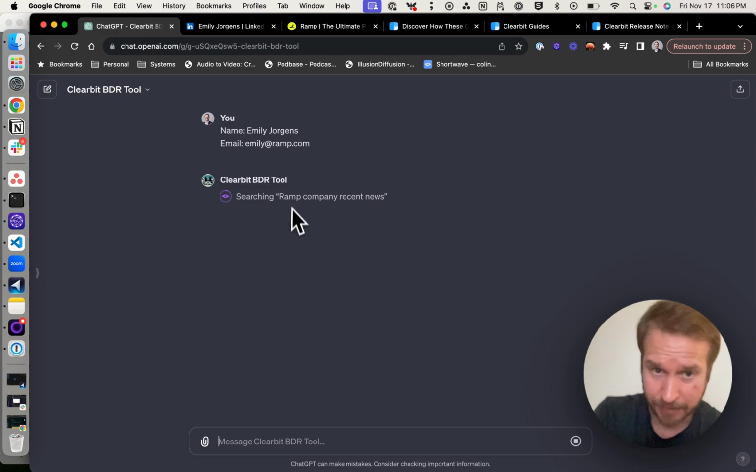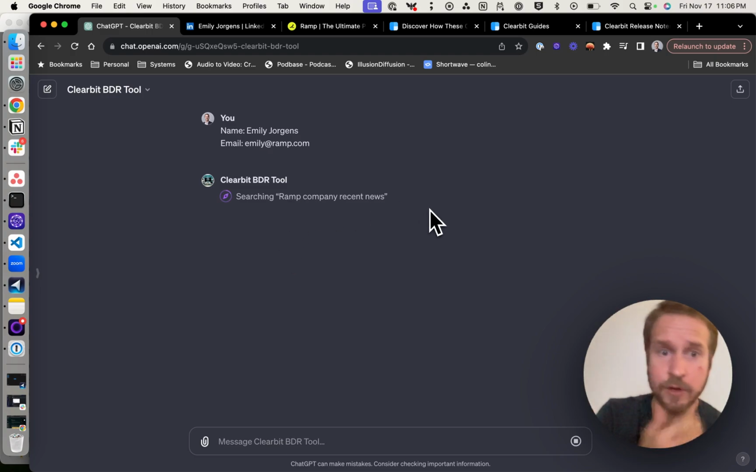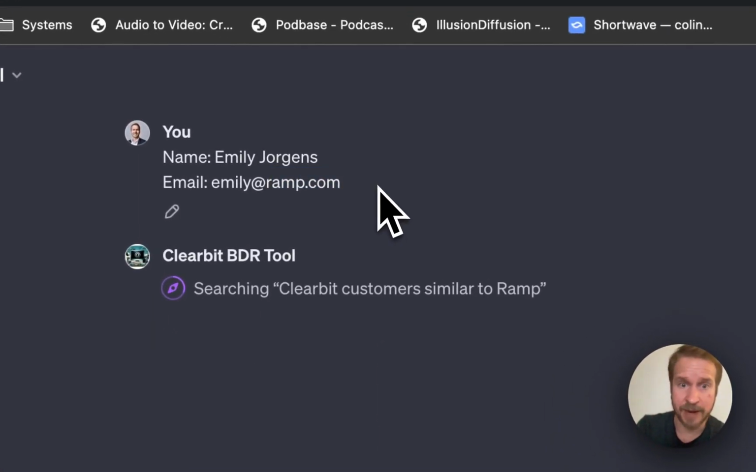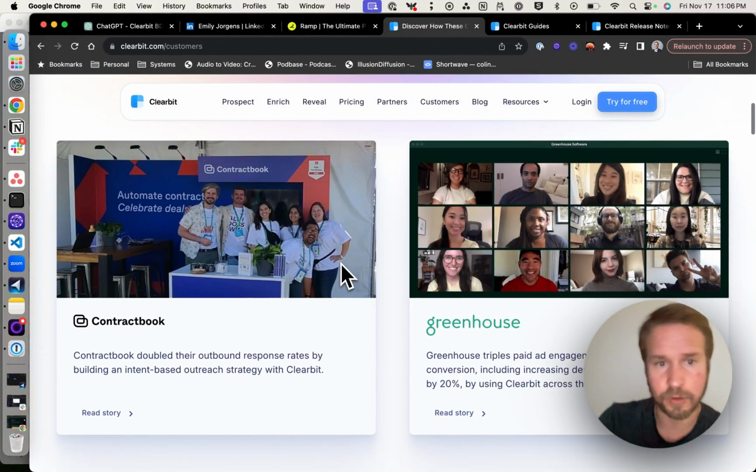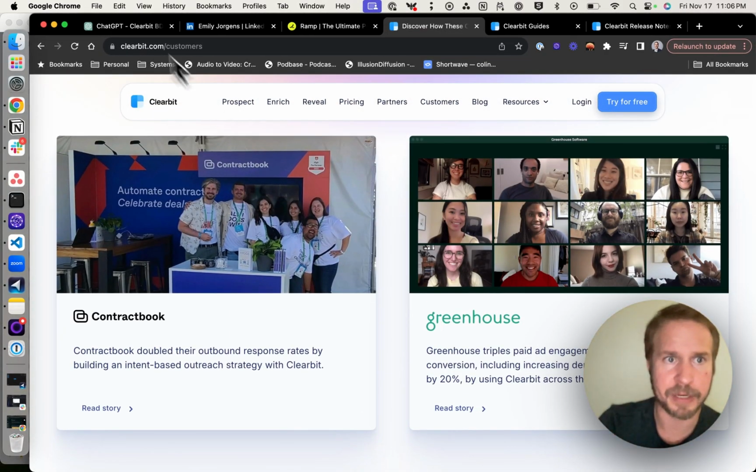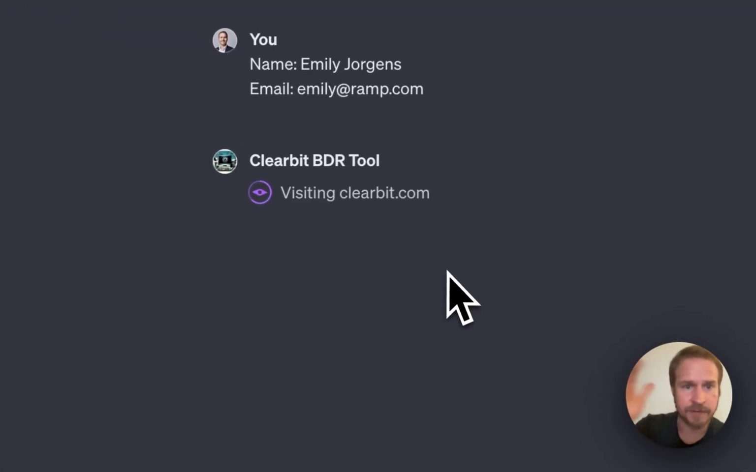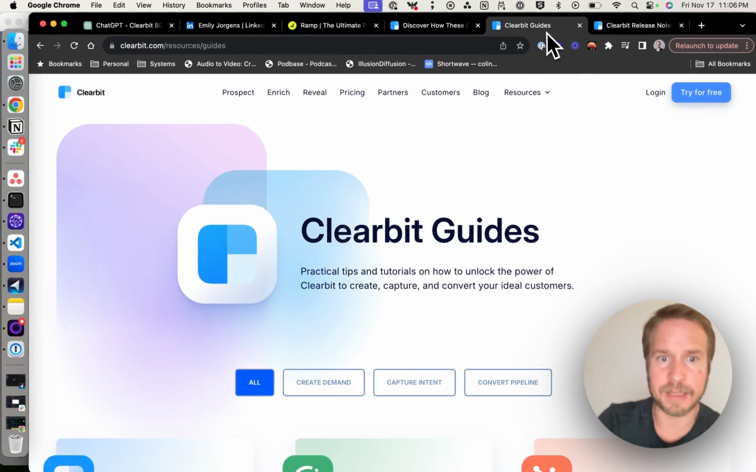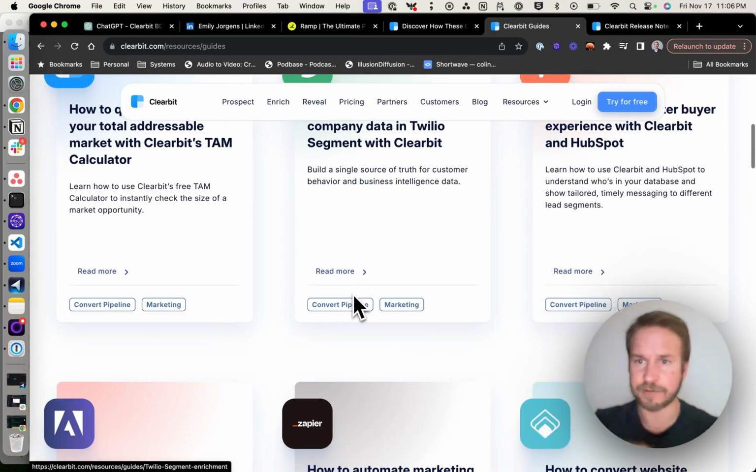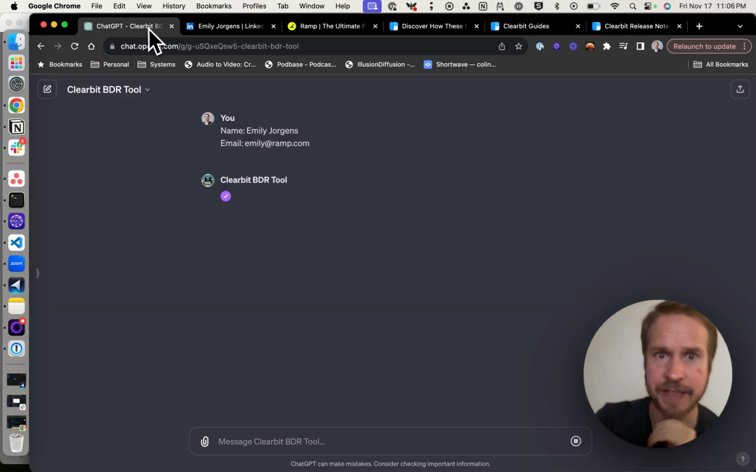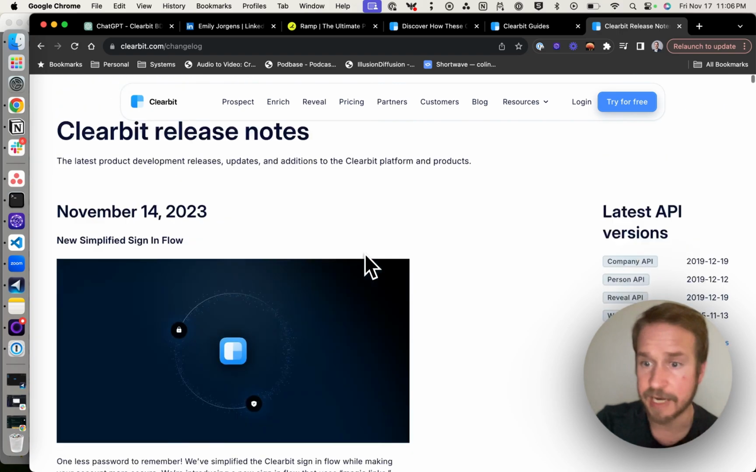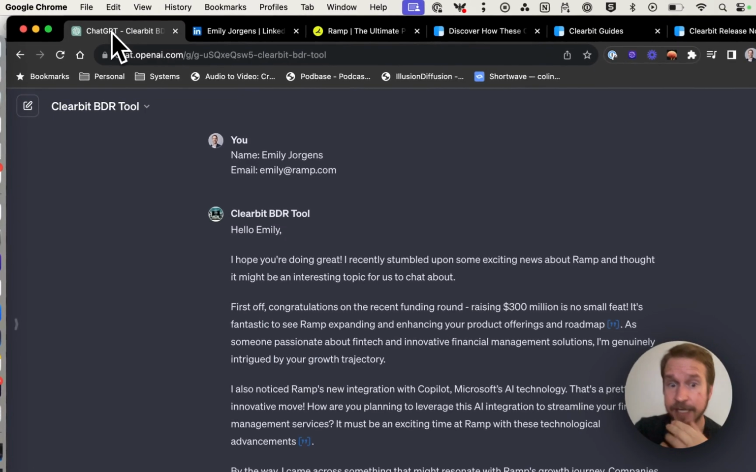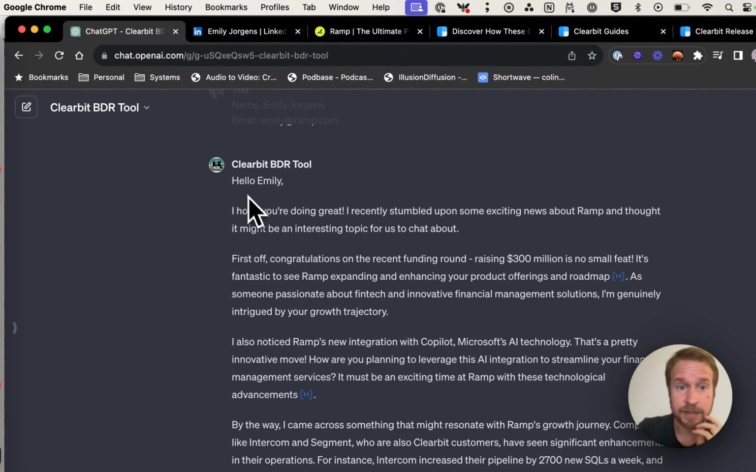It's searching Ramp company recent news. It knows, based on the email address, that Ramp is the company. Now it's looking at the Clearbit website. We have this page about our companies, and I told it to go to this page and find a similar company. It's visiting clearbit.com. It'll look at the Clearbit guides to be able to suggest something specific that they can build. We'll even send it to the Clearbit change log so that it knows about updates that have happened. And so here we go.